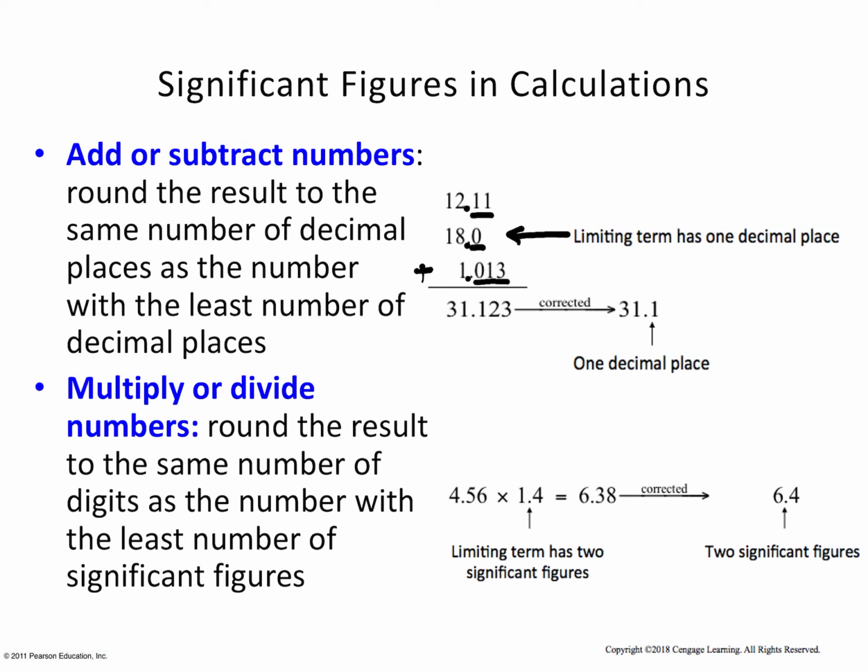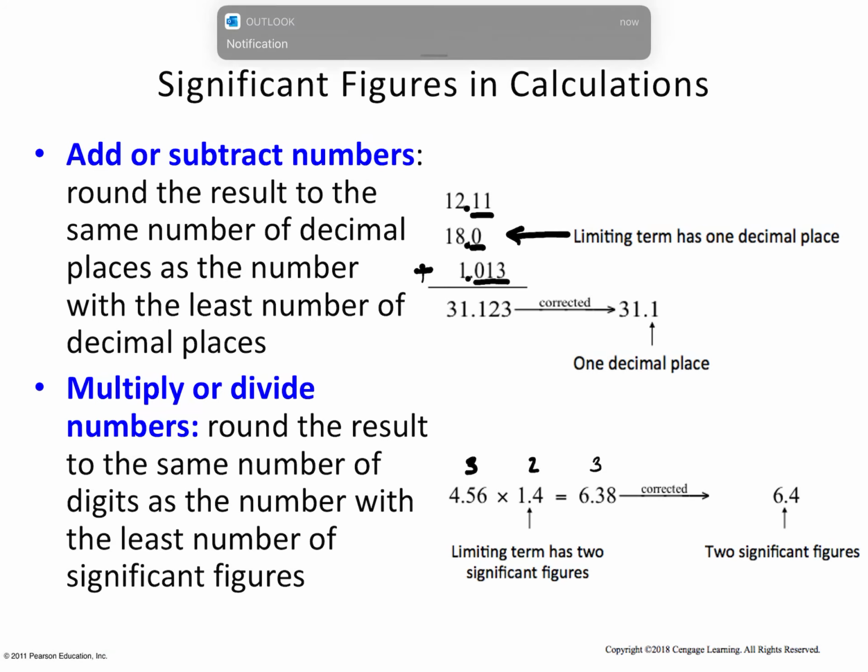When you're multiplying or dividing, you're looking at overall significant figures. So let's say you multiply together 4.56 times 1.4. Now, 4.56 has how many significant figures? 3. 1.4 has how many significant figures? 2. So if you first again calculate, write as many digits as necessary, 6.38, that's 3 sig figs.